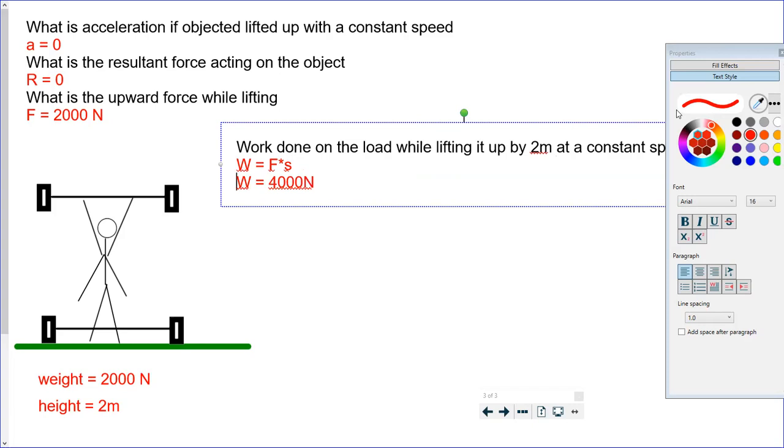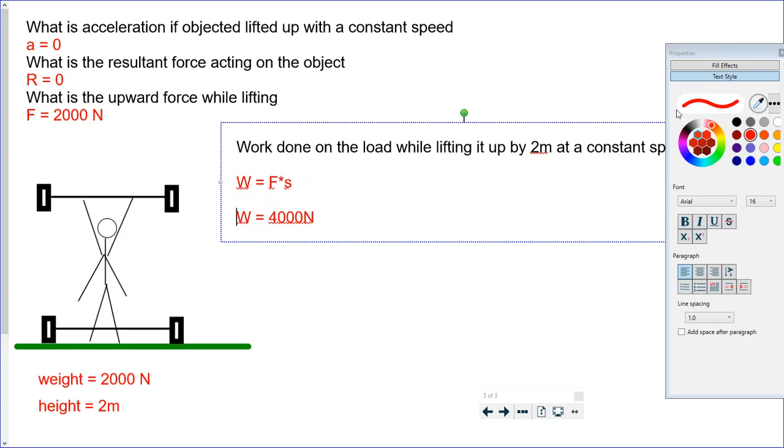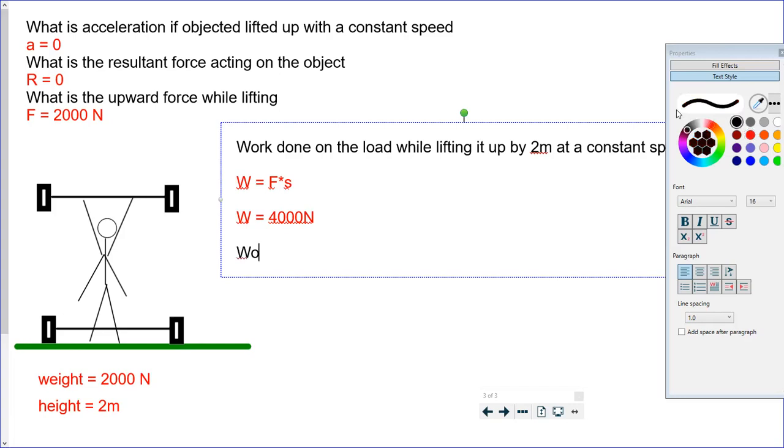Now, the person has already lifted that load. The next question which we are going to ask is, work done on the load while holding it above the head height. He does not drop it down, he does not move it further, he does not move left or right, he just holds it there. Work done on the load.